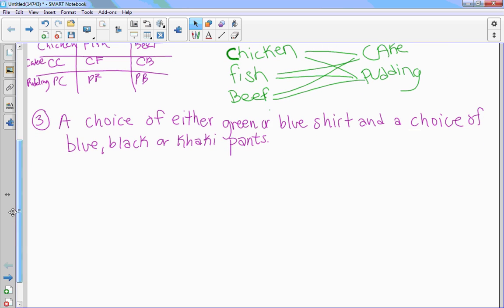Okay, group 3, a choice of either gray or blue shirt and a choice of blue, black, or khaki pants. Here's a graphical representation for number 3. That shows the number of combos. Okay, I see some of the same graphical representations. I'm looking for one in particular. Maybe I'll show yours. Number 3, Desmond.